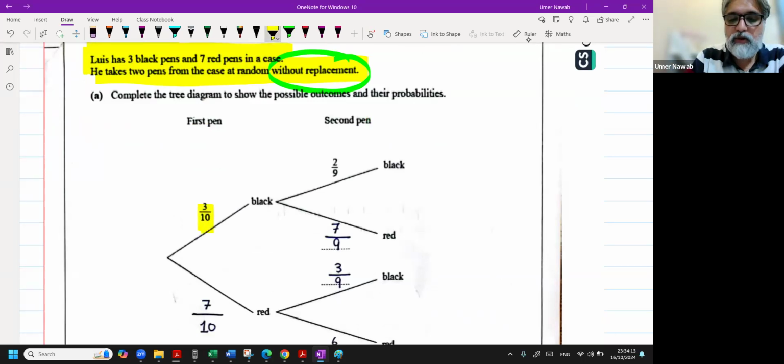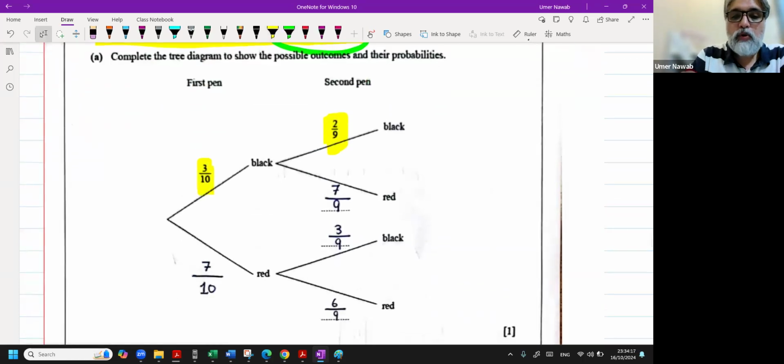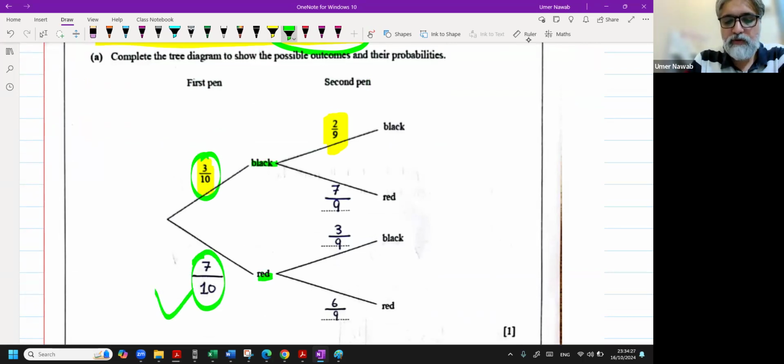As you see, total were 10 and now it becomes 9. So if you want to pick the first time black or red, the probability of black is 3 over 10, then 10 minus 3 is 7 over 10 will be the probability of red. So we found it. Then be careful, it's a without replacement case, so 10 changes to 9 because one pen is short. So from the black also 1 is short, so 2 over 9. So 9 minus 2, 7 over 9.